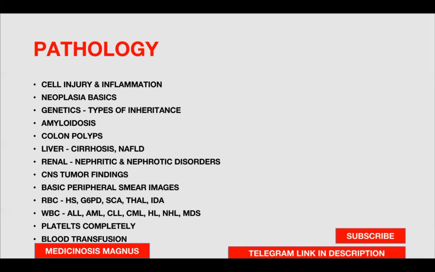In pathology, it is very important to know the slides and the images. So make sure you go through all the images as much as possible in pathology. And topic wise, cellular injury and inflammation, both acute and chronic, neoplasia, all the basics. Genetics, types of inheritance is very important. Most of the times you get a question in this. Amyloidosis and the type of amyloid seen in each disorder. Colon polyps, it's very, very important.